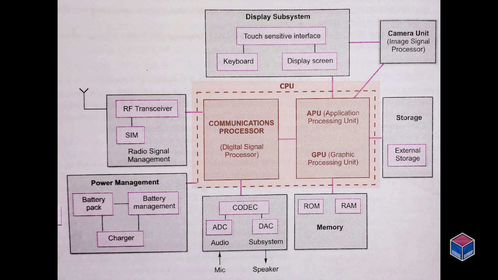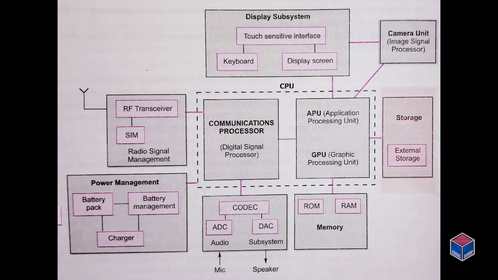Then we have the other two components of the CPU, which are the application processing unit or APU, and the graphical processing unit or GPU. This is the important part, the CPU, the central processing unit. With this, we are then connected with the display subsystem. As you know, all the smartphones these days are touch sensitive, so it has a touch sensitive interface that works as a keyboard and also a display screen.